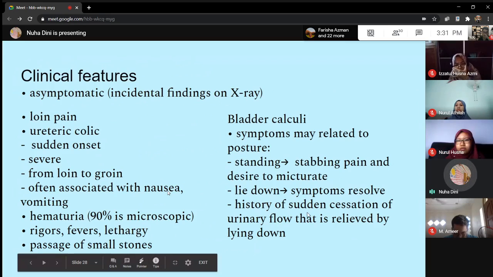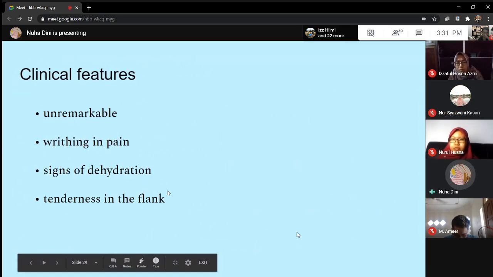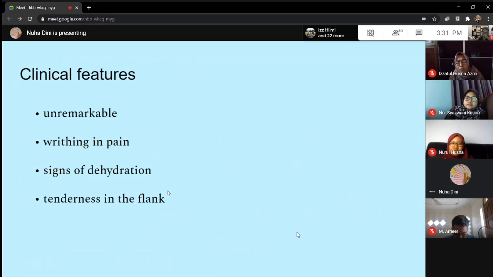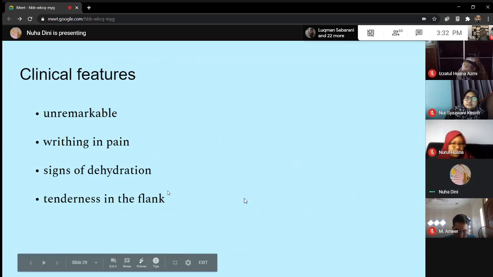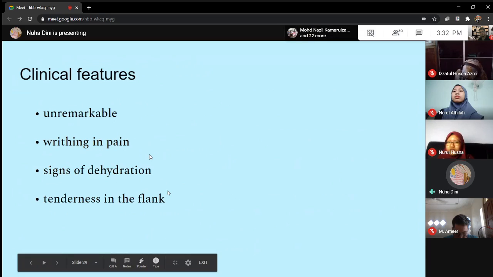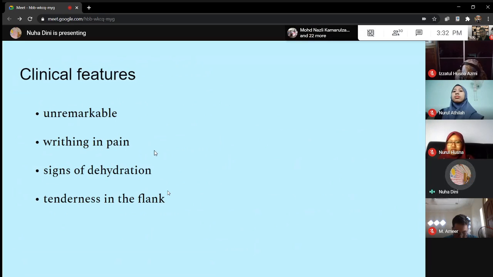The patient may also have a history of sudden cessation of urinary flow that is relieved by lying down, also due to the same mechanism I mentioned just now. For the physical examination, usually it is unremarkable. However, in a patient with ureteric colic pain, we can see that the patient is in pain, breathing in pain. The patient may also have signs of dehydration because of vomiting, and also tenderness in the flank, suggesting infection, acute pyelonephritis.